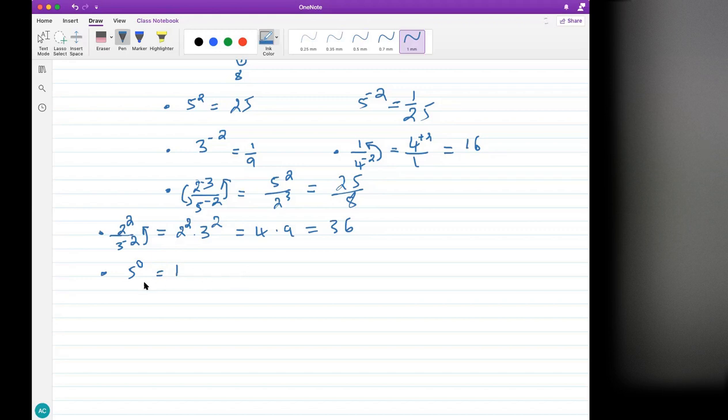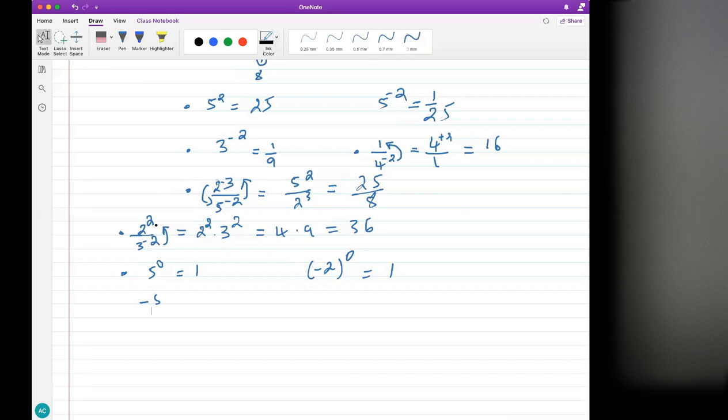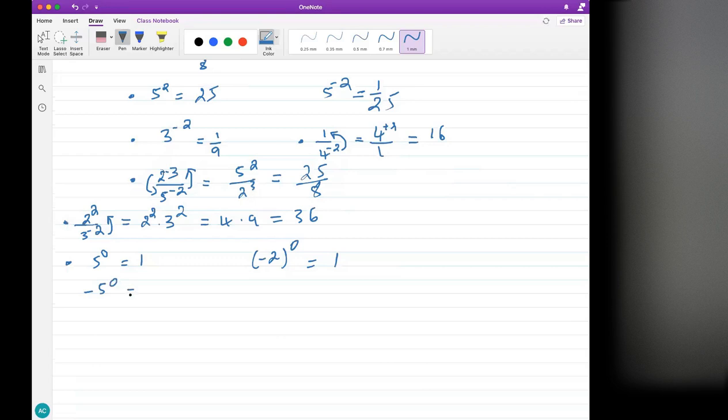Let's get going here. So 5 to the power 0 is 1. Same thing, any number to the power 0 is always 1. Any number. But there is a trick here. 5 to the power 0 is 1. What about negative 5 to the power 0? Negative 1. That's right, negative 1. Because again, the negative is not part of the base. You write it down: this is 1. 5 to the power 0 is 1. We're writing 1. Very good.